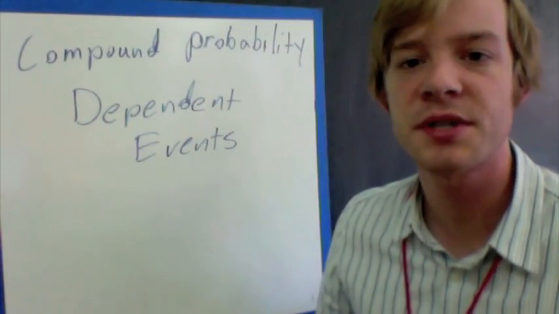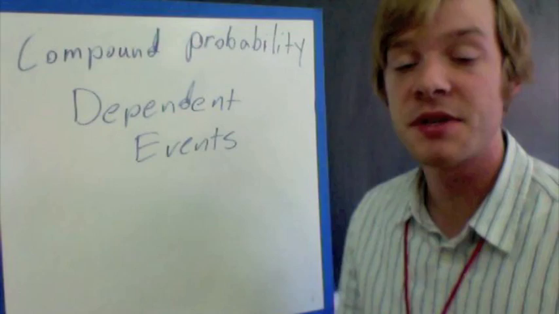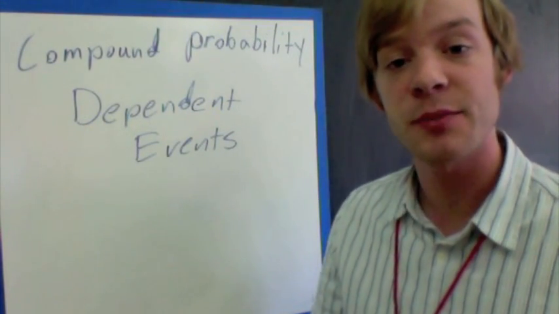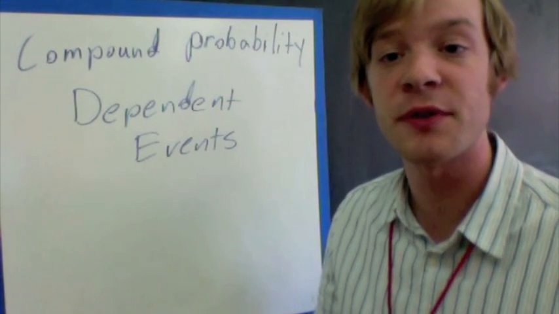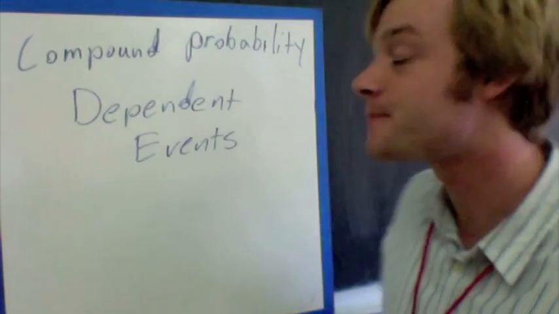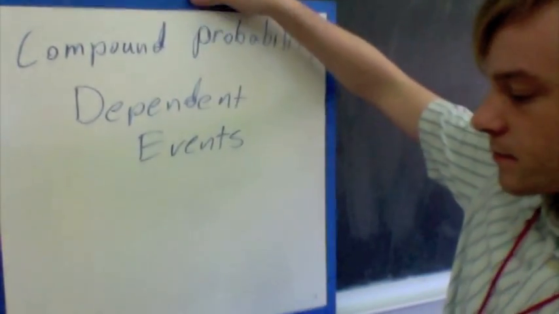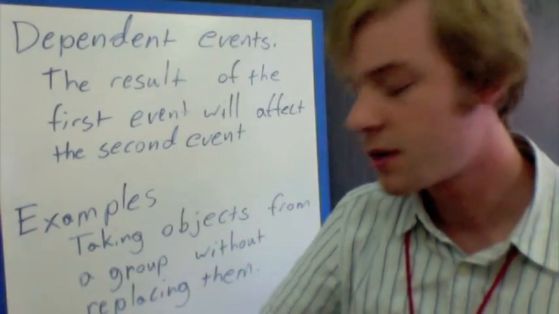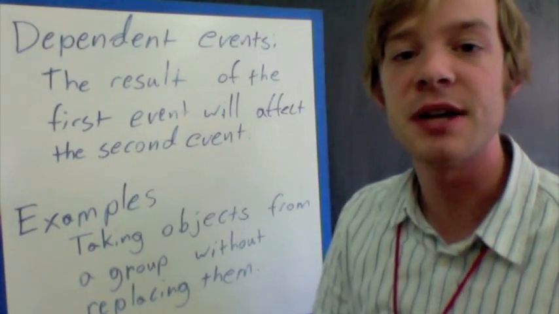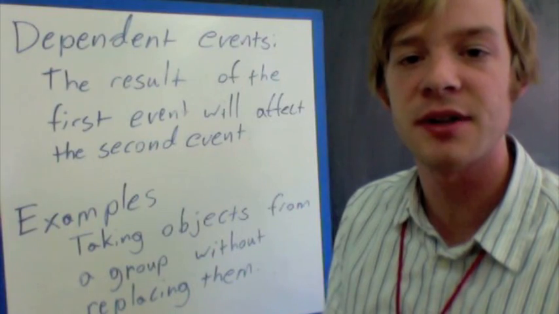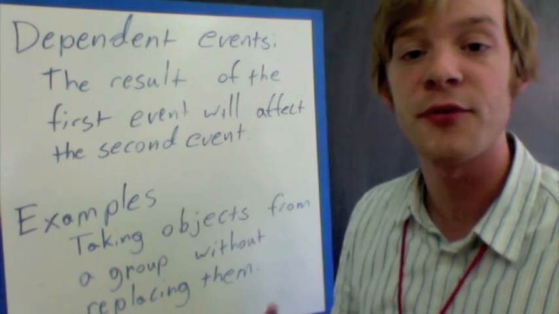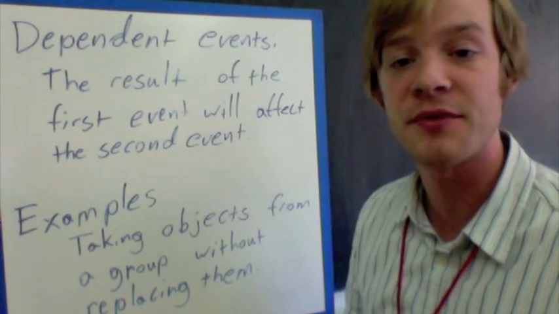Hey there, we are once again talking about compound probability, but this time we're going to be talking about dependent events. Last time we were talking about independent events, those were two events that didn't affect each other. Now we're going to talk about dependent events. Since an independent event, as I mentioned in the last video, did not change the result of the second event, a dependent event will. So for instance, the result of the first event will affect the outcome of the second event.